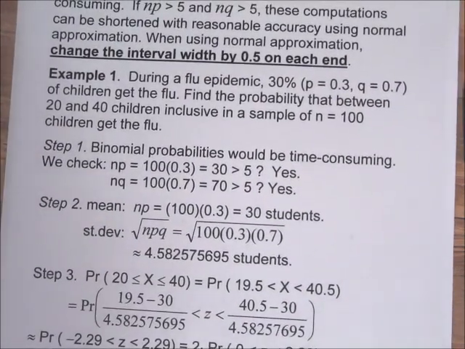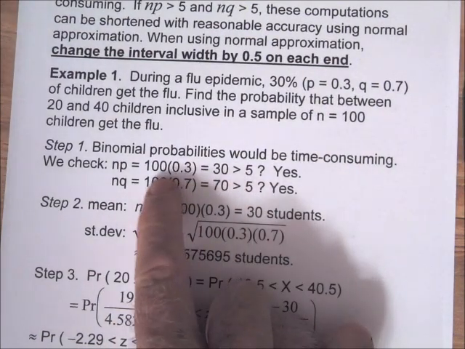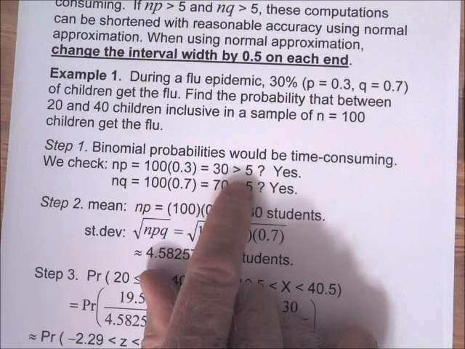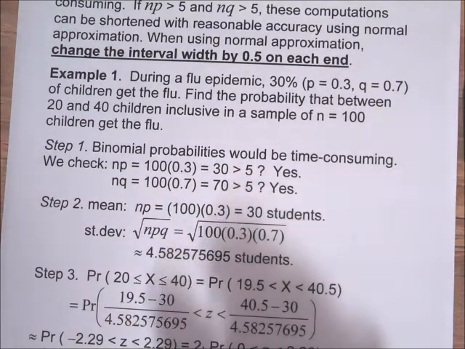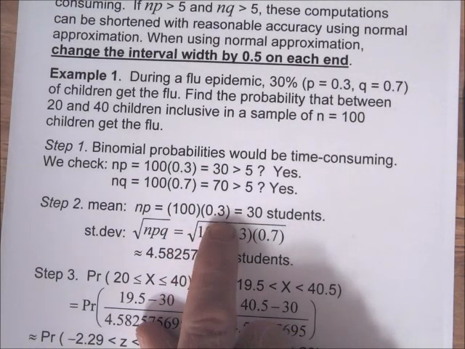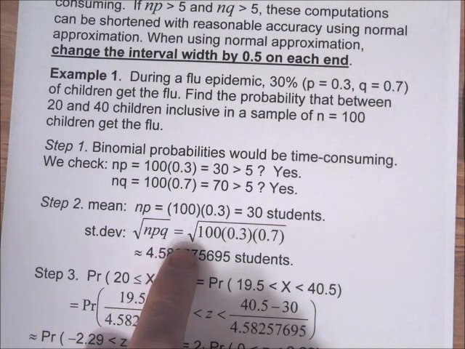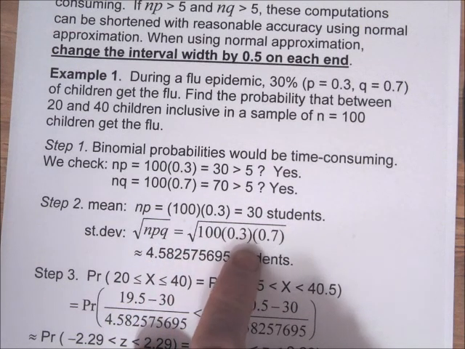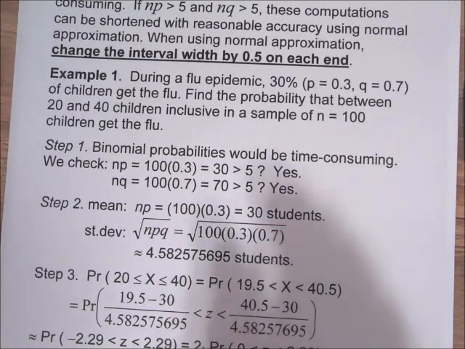We want to check that both np and nq are bigger than 5, and the answer is yes. n times p, 100 times 0.3, is 30, which is bigger than 5. n times q, 100 times 0.7, is 70, which is bigger than 5. We need to compute the mean, our expected value, which would be n times p, 100 times 0.3, is 30 students, and the standard deviation, square root of n times p times q, square root of 100 times 0.3 times 0.7, about 4.58 students.